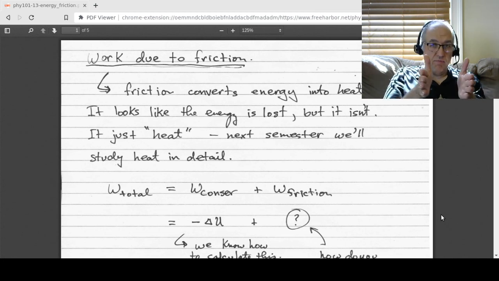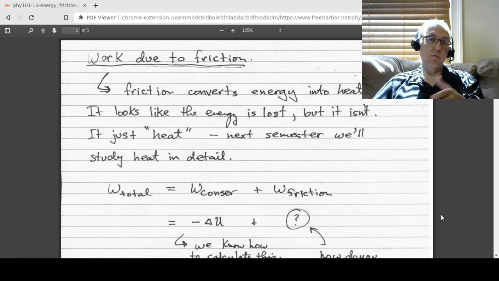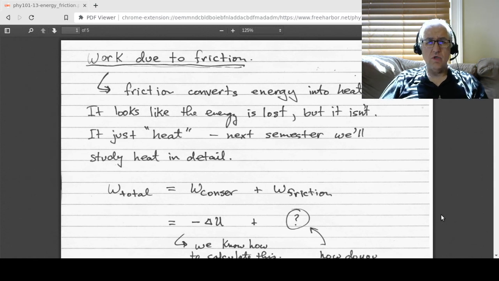Okay, so if you have a compressed spring and you let go, then that energy of the compressed spring could go into the kinetic energy of pushing a block forward. This is kind of like that pinball machine example that I did. All right. But now we have to turn to the work due to friction.